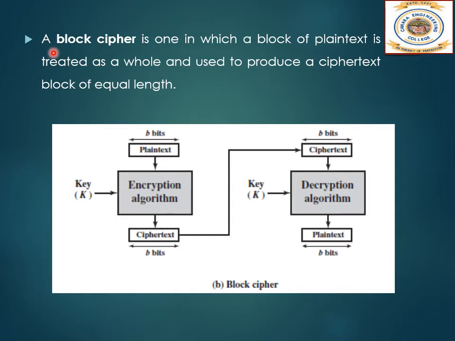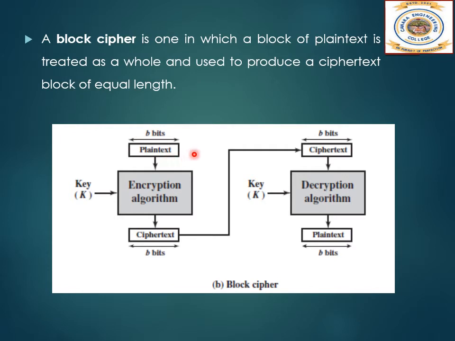A block cipher is one in which a block of plaintext is treated as a whole and used to produce a ciphertext block of equal length. Typically, a block size of 64 or 128 bits is used. As with stream ciphers, the two users share a symmetric encryption key. You can check over here in the figure. This is the symmetric encryption key.